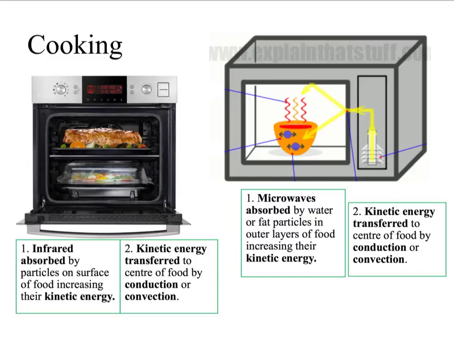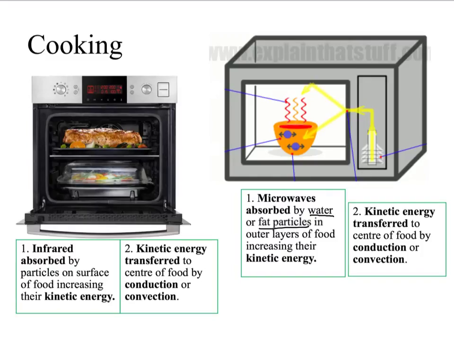Microwaves are actually absorbed by water or fat particles in a food. So I'll just underline those. Water and fat particles. So in the outer layer of the food or drink, about a 1 centimetre layer on the surface, any water or fat particles in that layer absorb the microwaves. Now when they absorb a microwave, their kinetic energy increases, so they will start vibrating.